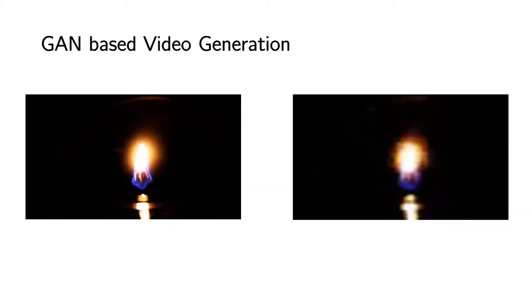We present contrastive video textures. State-of-the-art GAN-based video generation methods such as MocoGAN produce low-resolution outputs and struggle to match the realism of actual videos. For example, here we train MocoGAN on a 3-second video clip of a candle flame.